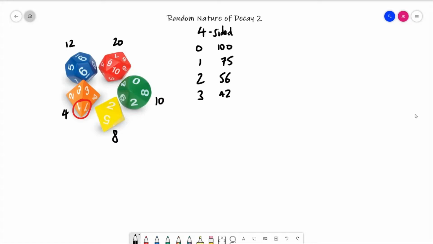If we were to take a 20-sided dice, at least colour code it a little bit here, then we would only expect roughly 1/8 of every 20 to decay when we roll them.